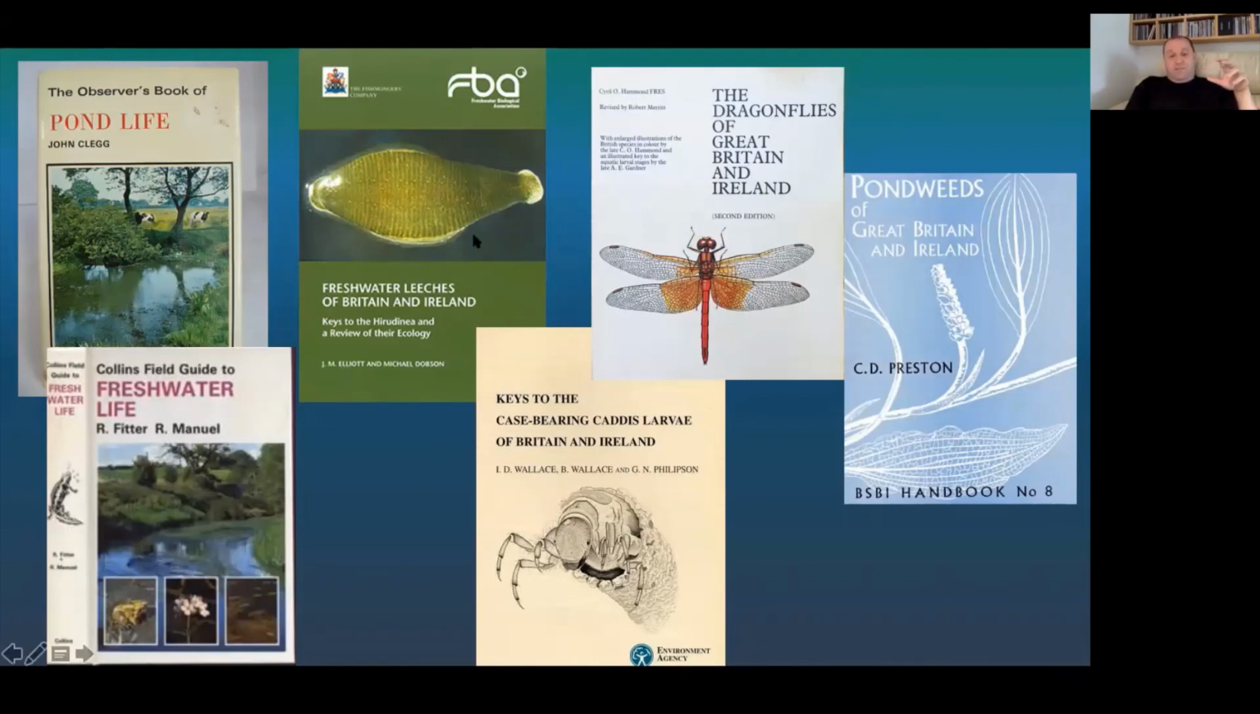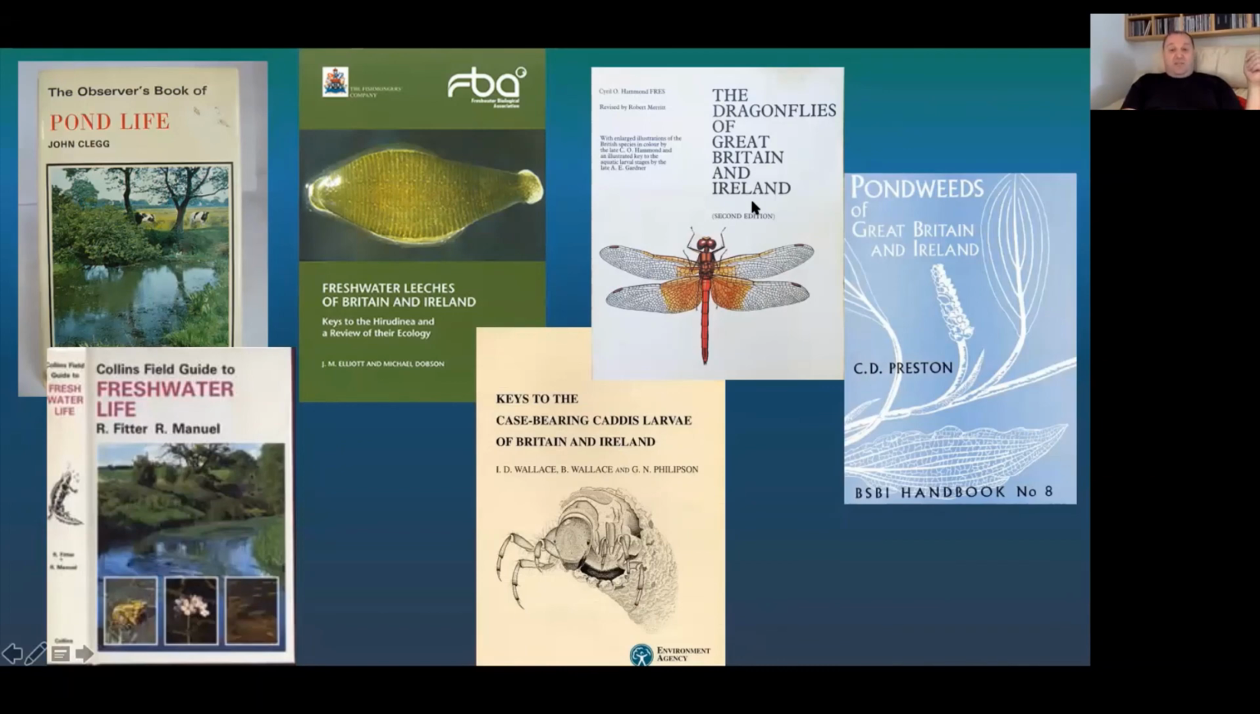Then there are things like the Freshwater Biological Association keys. If you're into proper biological recording of a lot of these species and identifying what these are, there's a whole series of them. I haven't shown most of them. You can get them from the Freshwater Biological Association or from online bookshops like the Natural History bookshop.